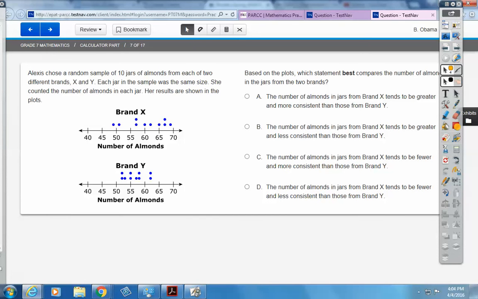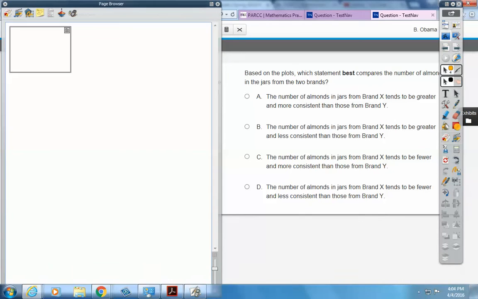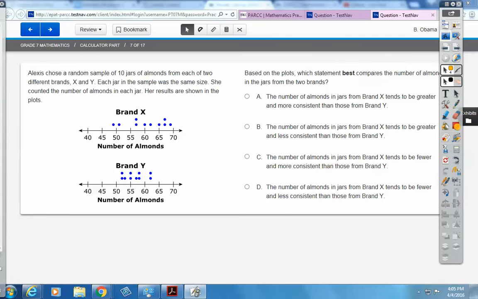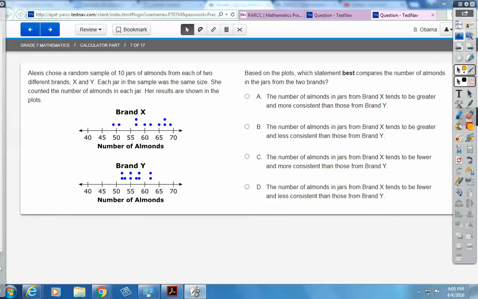Alexis chose a random sample of 10 jars of almonds from each of the 2 different brands X and Y. Each jar in the sample has the same size. She counted the number of almonds in each jar. Her results are shown in the plots. Okay, brand X, brand Y. Based on the plots, which statement best compares the number of almonds in the jars from the 2 brands? The number of almonds in jars from brand X tend to be greater than or more consistent.